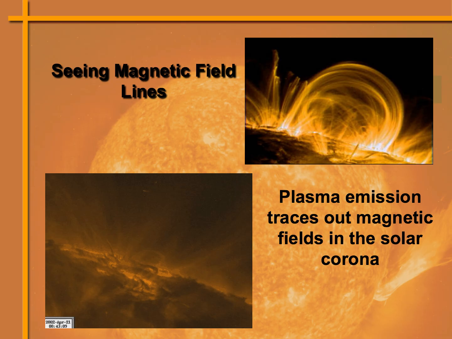These loops of material are called prominences. If you search for solar prominence on YouTube, there are a lot of neat videos that show different forms of these solar eruptions.